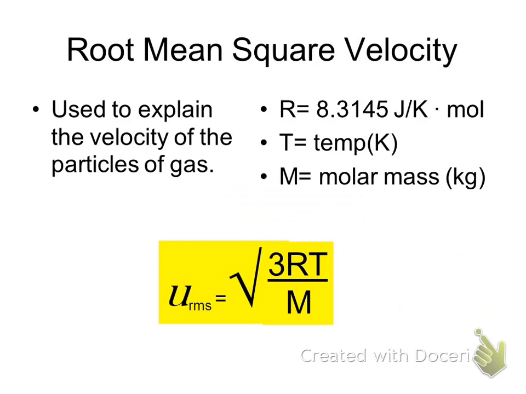Now, these molecules are moving about at different speeds, at different velocities. And one way that we use to explain and to calculate this velocity is what's called the root mean square velocity. A formula is given to you here at the bottom of the screen. It's going to be the square root of 3 times R, where R is going to be our 8.3145 joules per Kelvin times moles, times the temperature in Kelvin, and then divided by the molar mass.